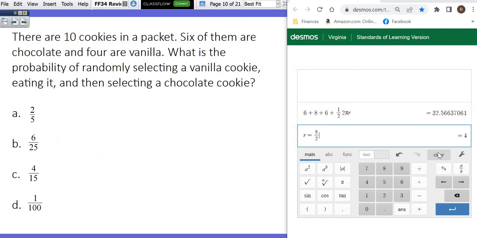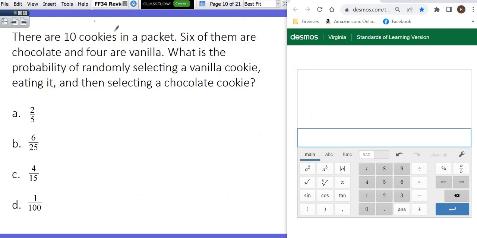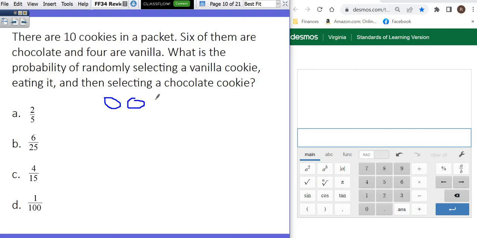Now let's look at this one. It says, there are 10 cookies in a packet. 6 of them are chocolate and 4 are vanilla. All right, so I'm going to draw cookies. I know that seems silly, but I'm going to draw 10 cookies. So I'm going to draw 1, 2, 3. You like my cookies? 4, 5, and 6. And all of those are chocolate.